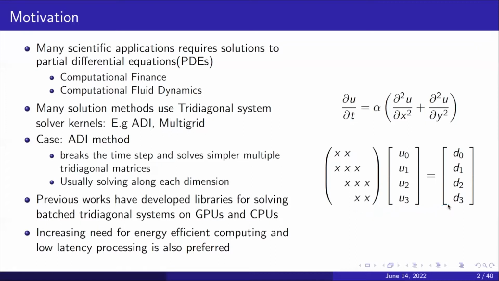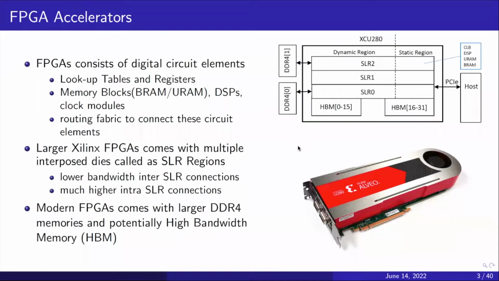As tridiagonal solvers are popular in HPC, previous works have developed tridiagonal solver libraries for GPUs and CPUs. In recent years, there is an increasing need for energy efficient architectures as well as low latency processing, for example in financial computing. Let's look at the FPGA accelerator platform, which is usually preferred for low power and low latency computing. FPGAs provide circuit elements that can be connected to build a circuit for an application.